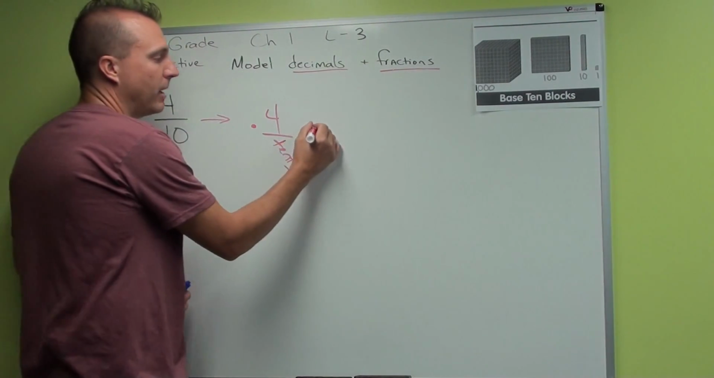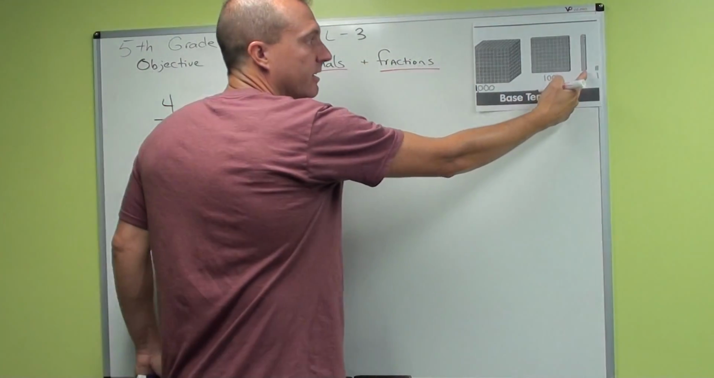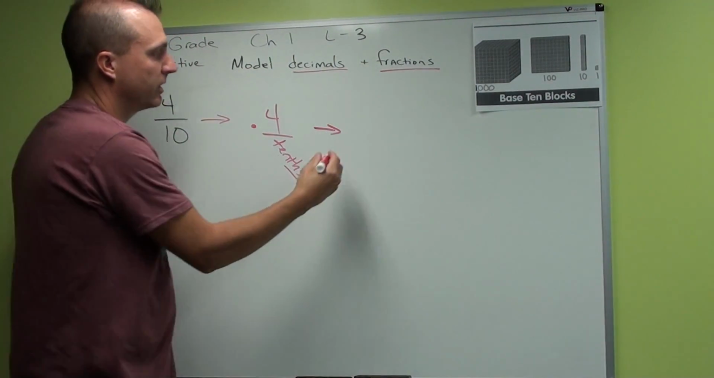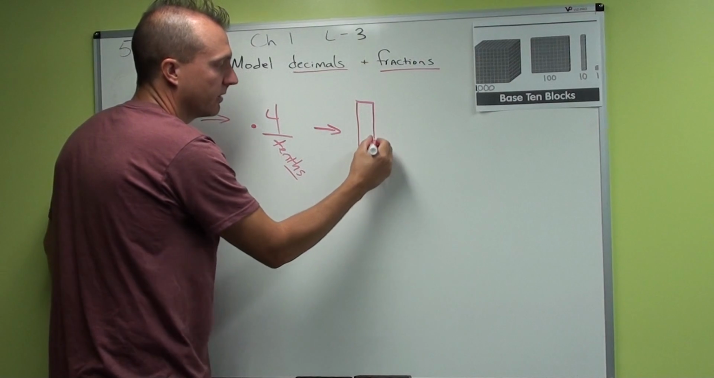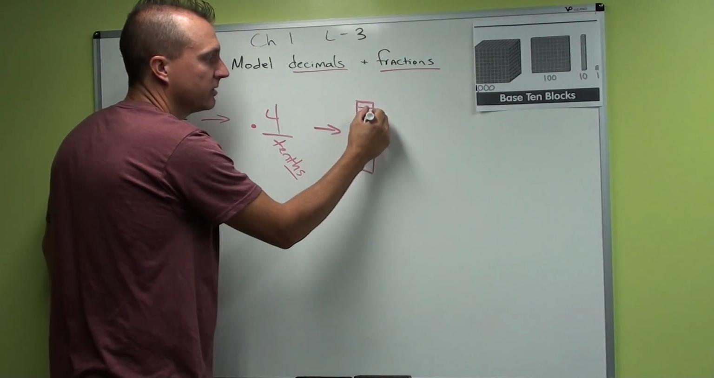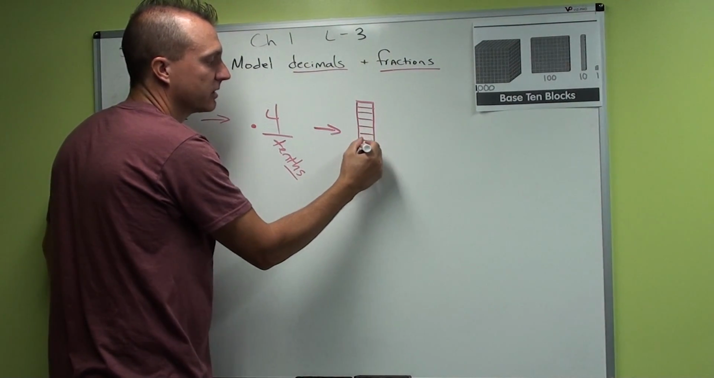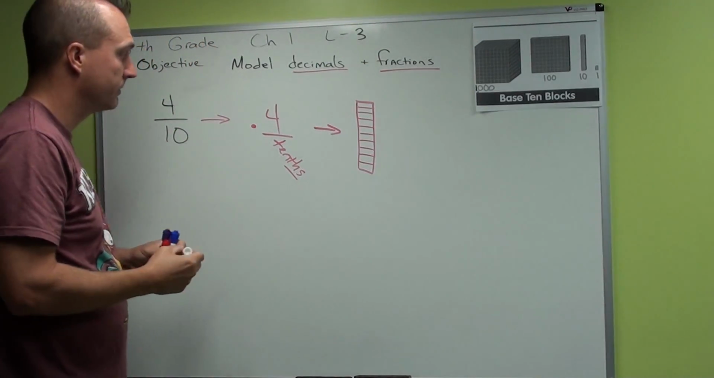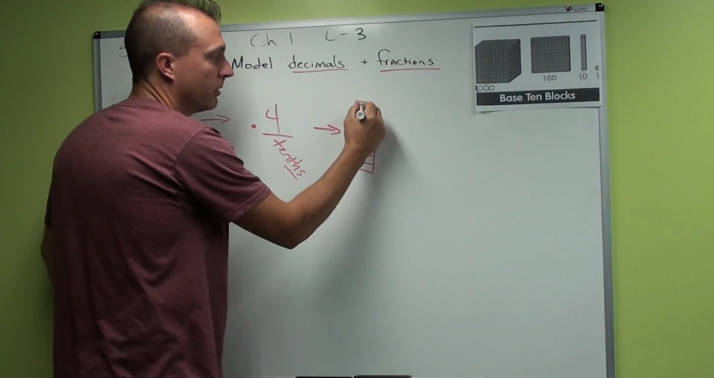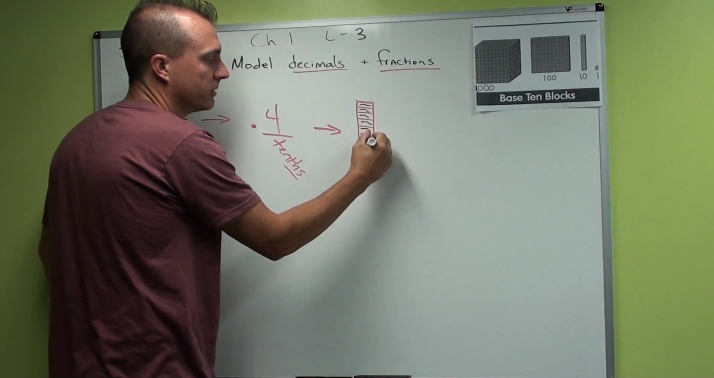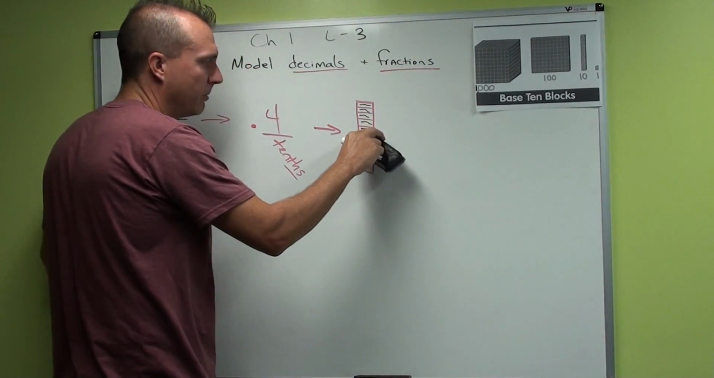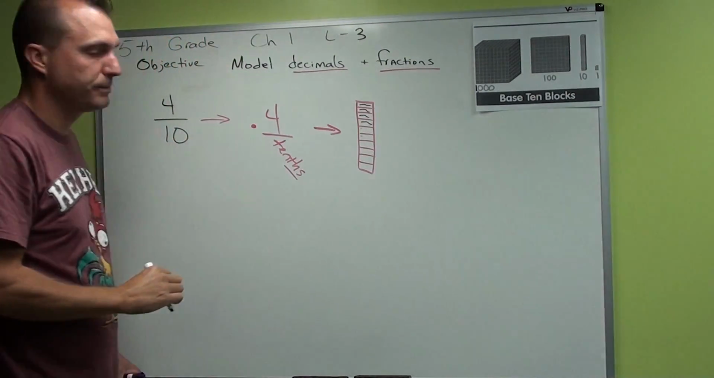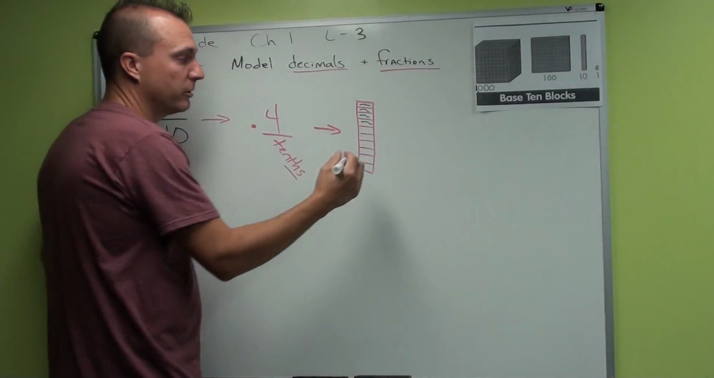Now I have to make the model. Let's get a 10, because that's where we're at, 4 tenths, right? So we can just take a 10 stick, make 9 lines in the middle, and we're going to fill in 4 of them. 1, 2, 3, 4, oh, I went way past. 4, that's it, 4. You could also do it like this.